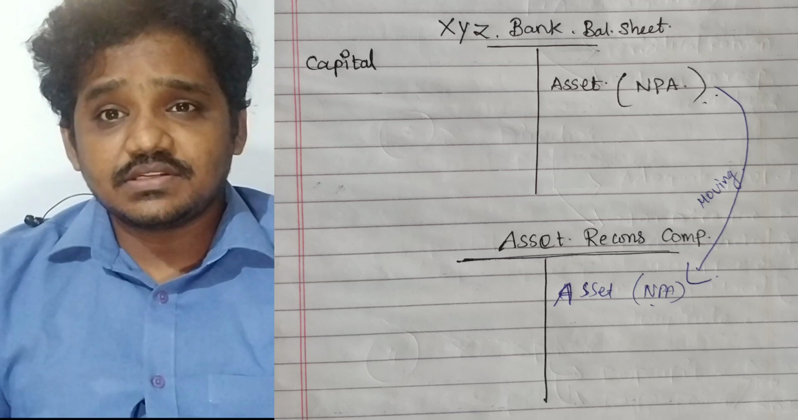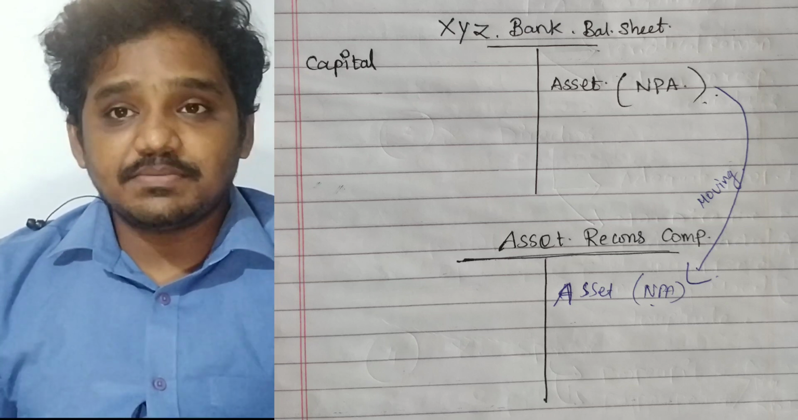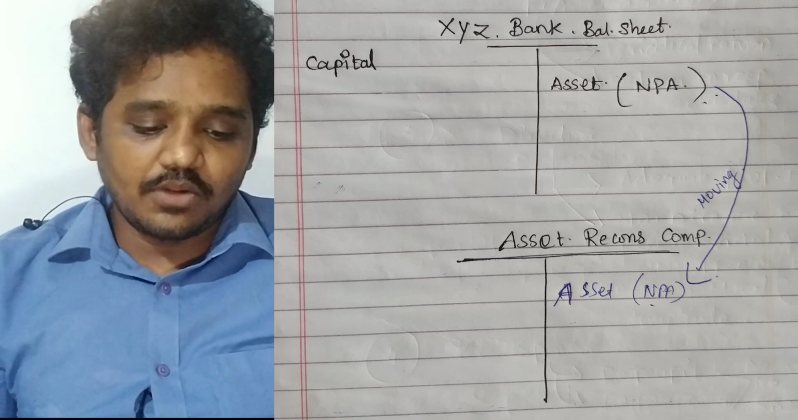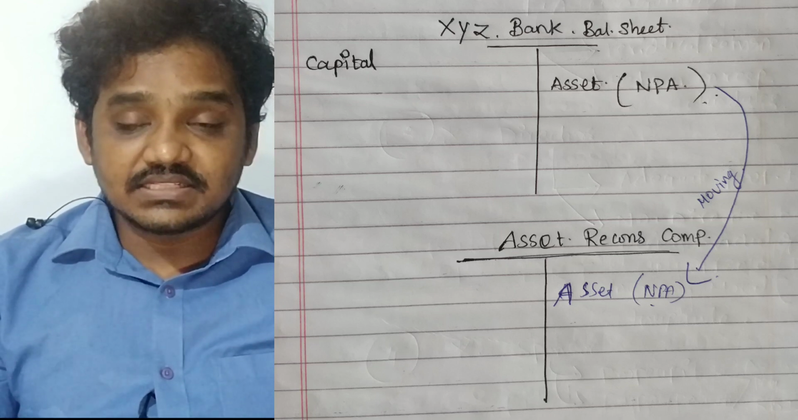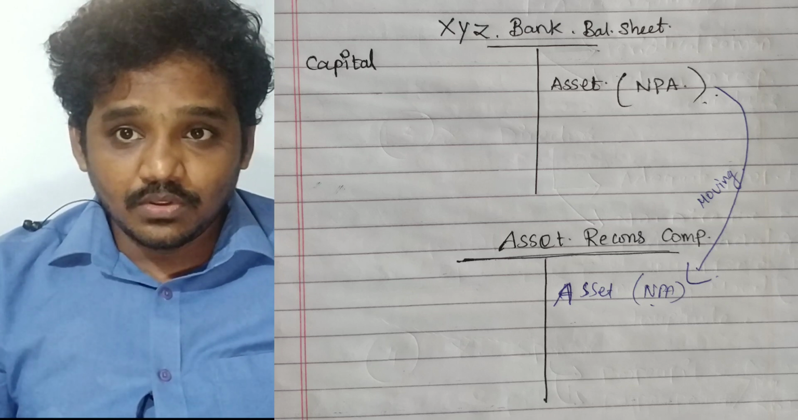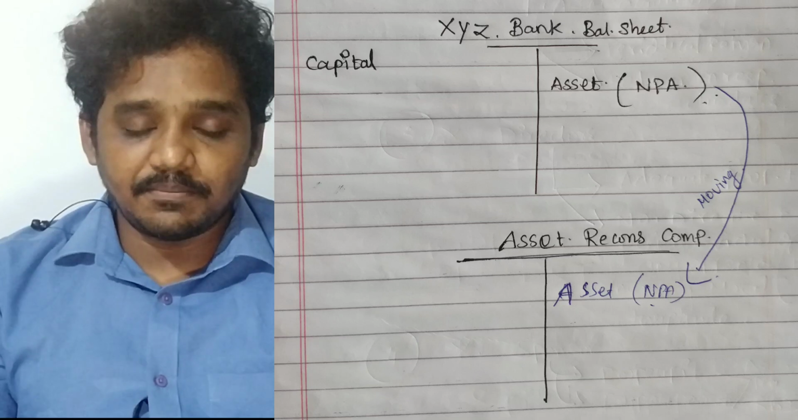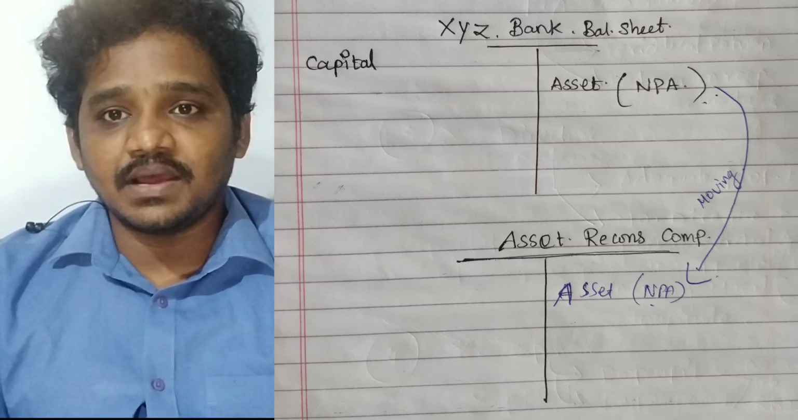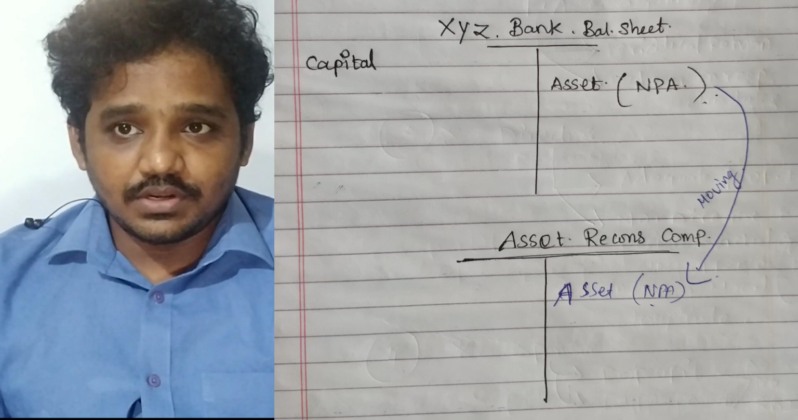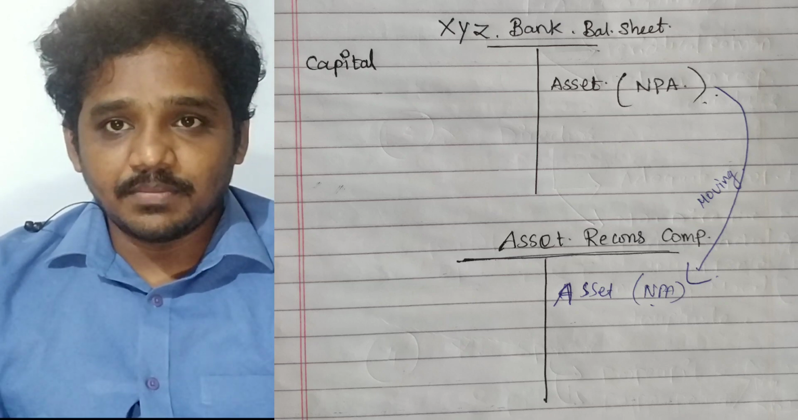As a result of the securitization and reconstruction process, you can see the bank's balance sheet becomes better. If you look at the bank's balance sheet, the non-performing assets lie on the asset side, causing the capital adequacy ratio to become very low. Now, when you move these non-performing assets from the bank's balance sheet to the asset reconstruction company's balance sheet, the capital adequacy ratio of the bank's balance sheet becomes better. So the objective of the bank is to remove these non-performing assets from its balance sheet.